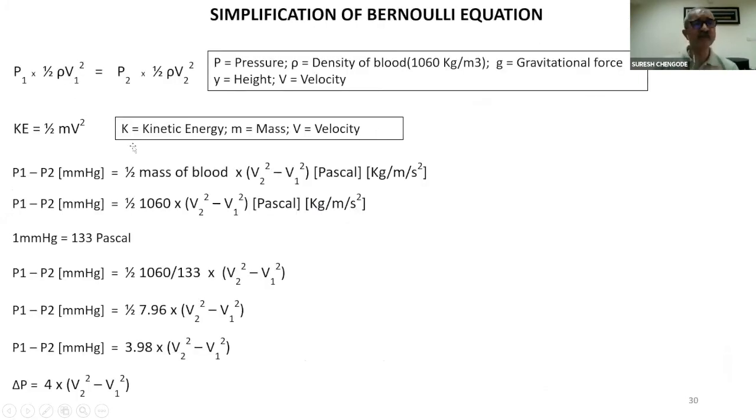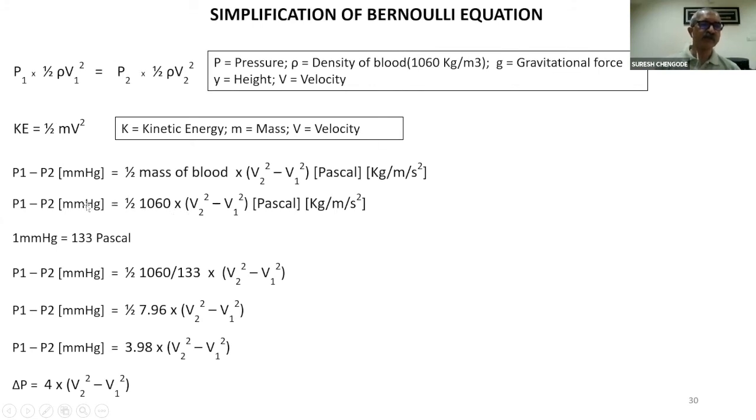Now, how do you get this value 4 in this? We saw that what is included in the Bernoulli equation is only the difference in the kinetic energy. The kinetic energy can be mathematically represented as half mv squared, where m is the mass. So here in the blood, the mass is the density of the blood, which is equal to 1060 kilograms per cubic meter. Now, putting 1060 instead of the m, the equation will become like this.